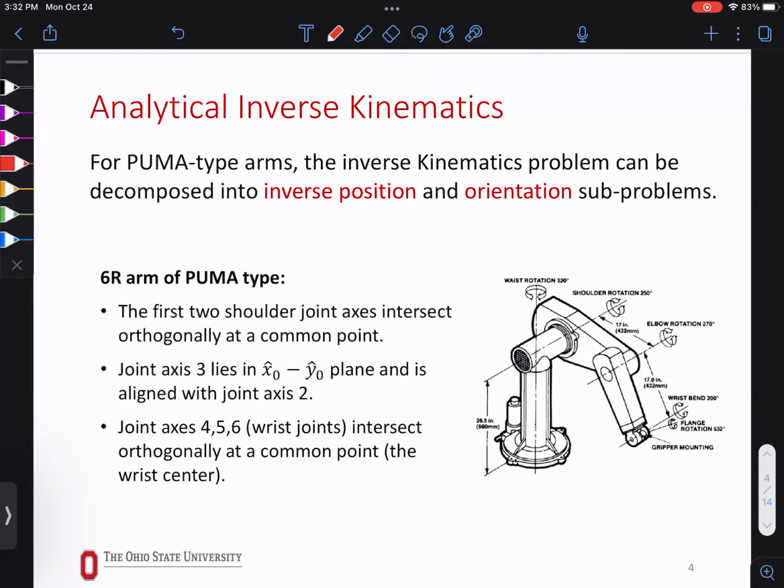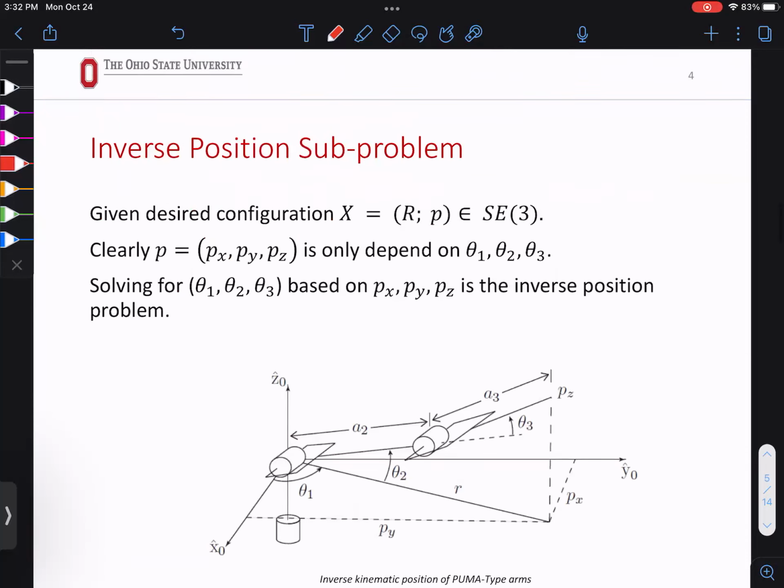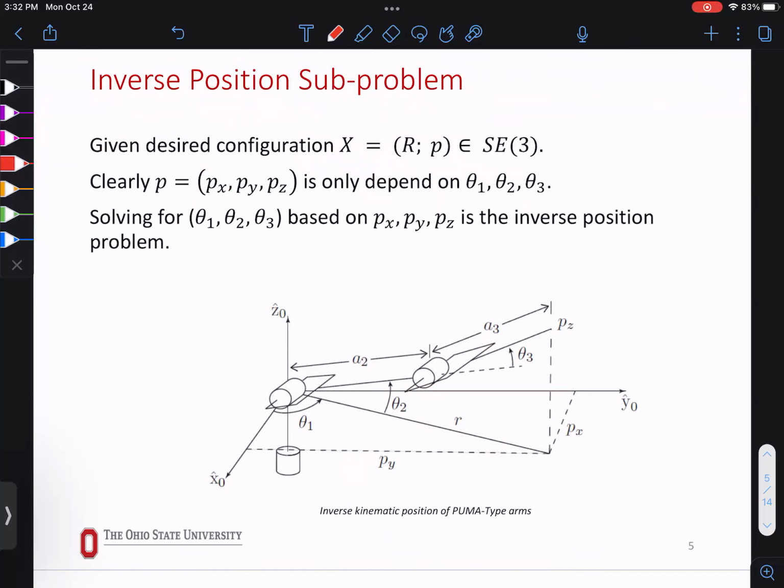We call this a sub-problem, sorry, not subsystem, sub-problem. Problem 1 is the position, problem 2 is orientation. Now, the schematic you're seeing is basically what we have done in our geometry. The only difference is that there's 3R. 2 of them are in the same.